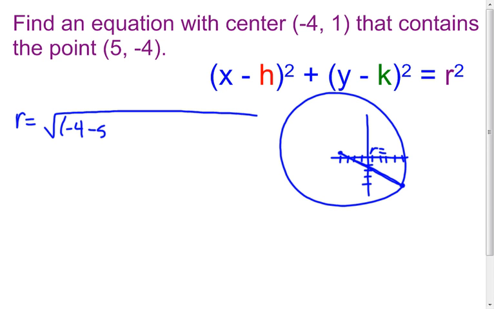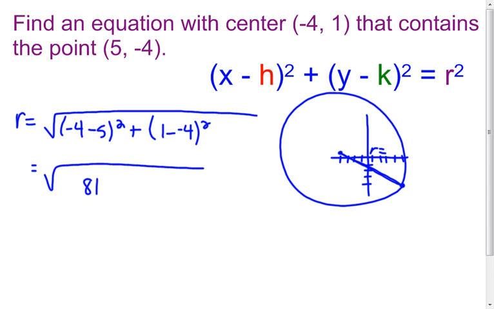x2 minus x1 squared plus y2 minus y1 squared, and let's figure that out. So of course 5 minus -4 is 9 squared is 81. Sorry, -4 minus 1 is -5 squared is 25. So you have the square root of 106. And the square root of 106 is your radius.